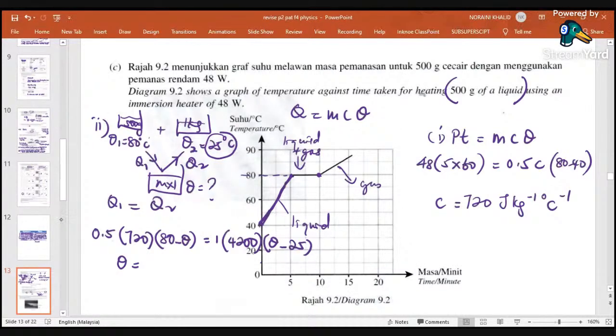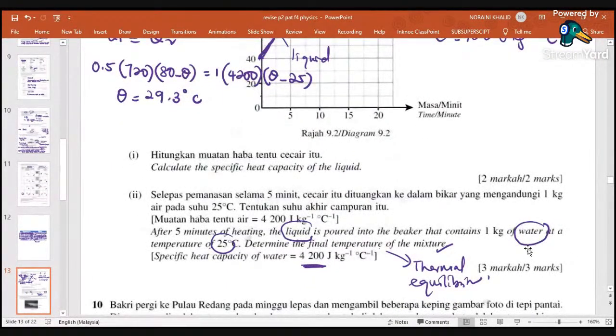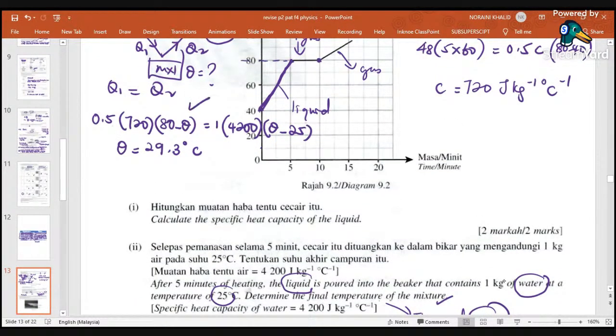Okay, that value theta, we call it the final temperature or the temperature at thermal equilibrium. So you solve this one, you will get about 29.3 degrees Celsius. So that one is the temperature after 5 minutes when mixed with 1 kg of water. Okay, so you will get the answer. Theta is 29.3 Celsius. And you can see this is 3 marks, so you must show all the steps. Mesti nampak step dia. Okay, step betul, jawapan dengan unit yang betul.